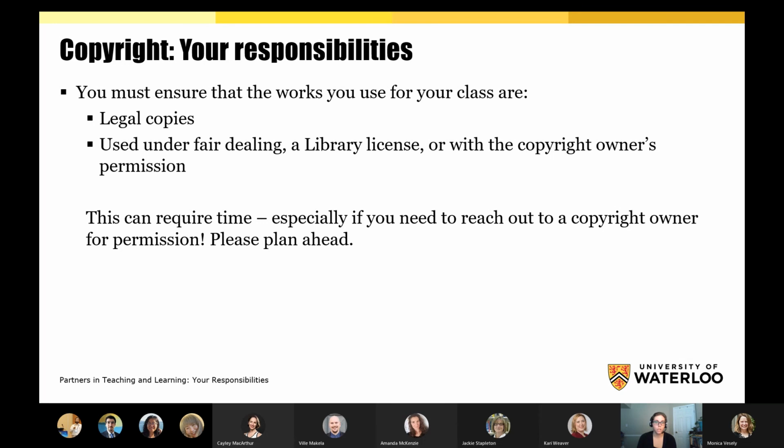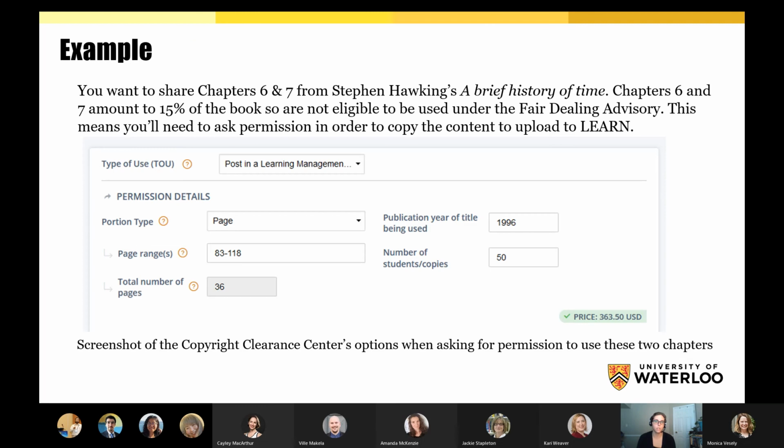So I do have an example of this just to give you a sense of what this might look like if you were to do it on your own. So say you wanted to use chapters 6 and 7 from Stephen Hawking's A Brief History of Time. You may be familiar with the fair dealing advisory or the fair dealing guidelines that allow for use of one chapter or up to 10%. But chapters 6 and 7 amount to 15%. And so you would need to ask permission in order to use this content in your class.